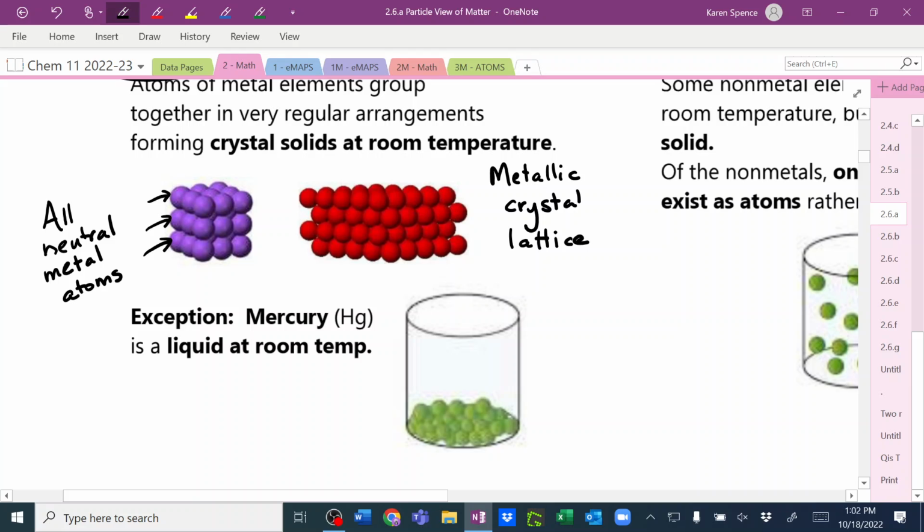And so you can see these are neutral mercury, Hg, atoms, but they no longer have that regular structure. They're now flowing past one another. There we go.